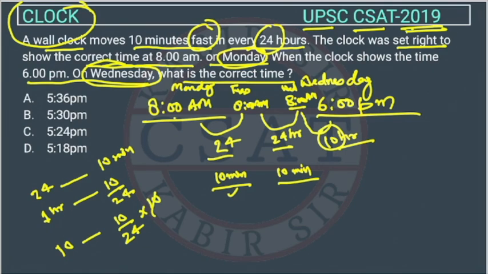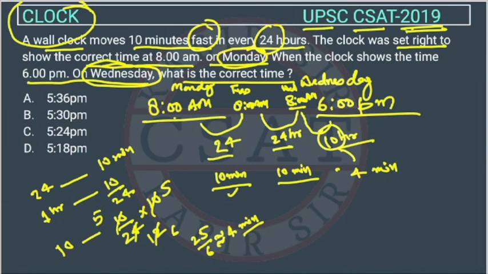So now we will calculate this. This will go 5 times, this will go 12 times, and then again we will solve this. This is 25 by 6, so we can write approximately 4 minutes. So this is 10 plus 10, and this 10 hours will be 4 minutes. The total fast will be 10 plus 10 plus 4, so this is 24. This will be the answer.